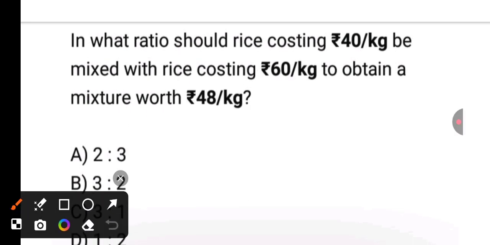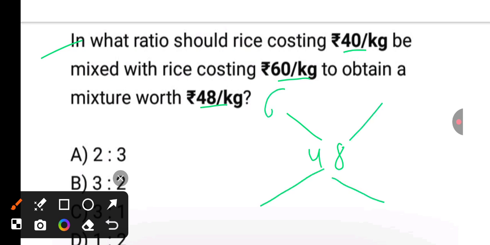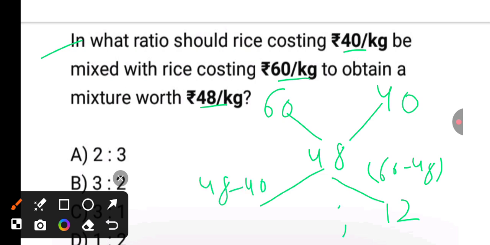Next, in what ratio must rice costing 40 per kg be mixed with rice costing 60 per kg to obtain a mixture worth 48 per kg? Now apply the alligation. See, it is a mixture. One is 60, another is 40. See, 60 minus 48, it is 12. 48 minus 40, how much? It is 8. Ratio is 2:3.